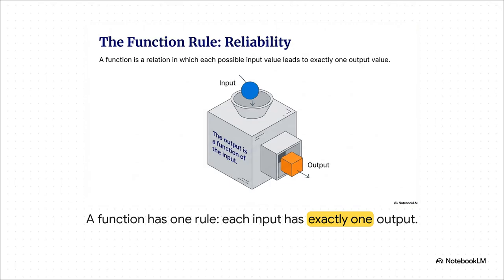A function, well, a function is a special, much more reliable kind of relation. It follows one single critical rule. Every input can only have one and only one output. Think of it like a perfect machine. You put something in, you know exactly what's going to come out. Every single time. No guesswork, no surprises.